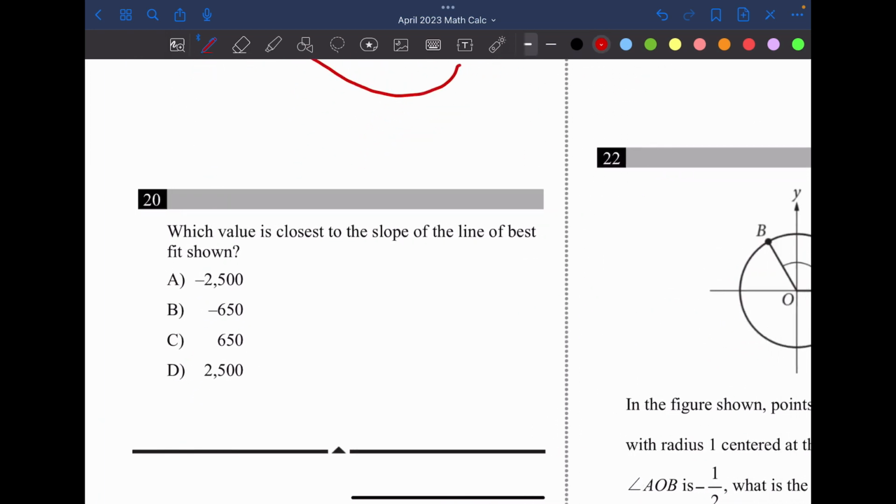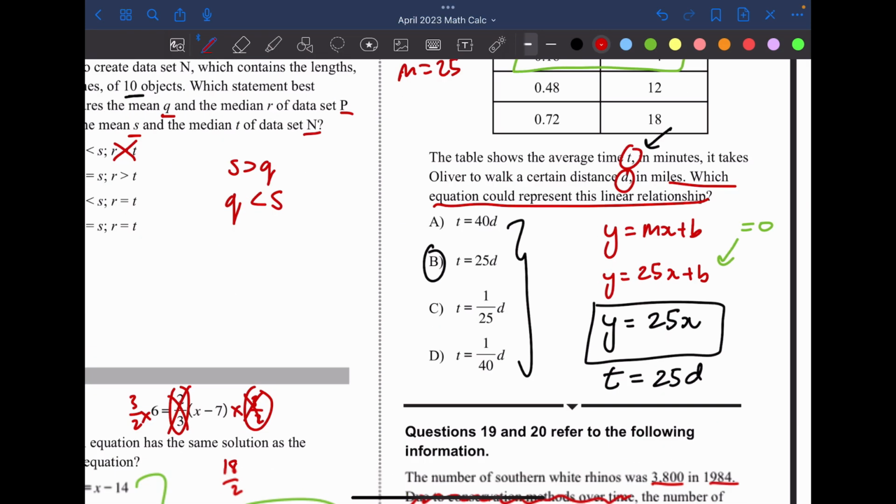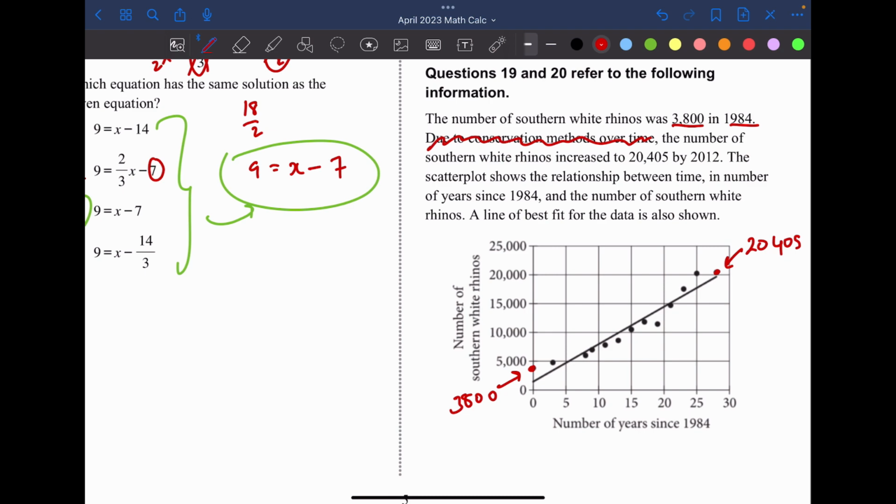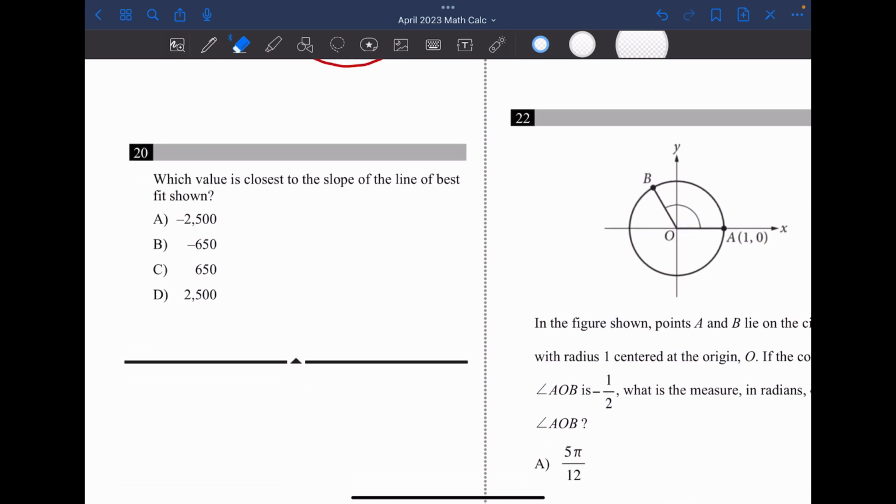And then question number 20, which value is the closest to the slope of the line of best fit shown? Okay, so let's look at the values over here. And then which of them is the closest to the slope? So to find the slope, this is going to be an approximation again, because we said it here, is closest. This is important, because if you don't get any of the answers here, you shouldn't, because you're supposed to get an answer that's close, not an exact answer.